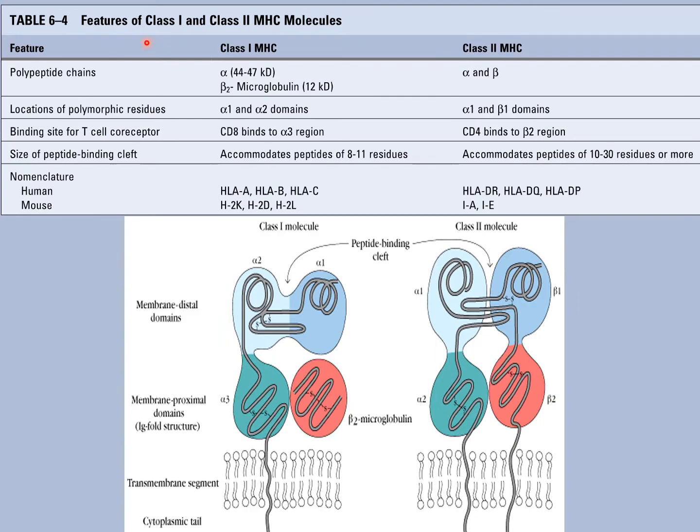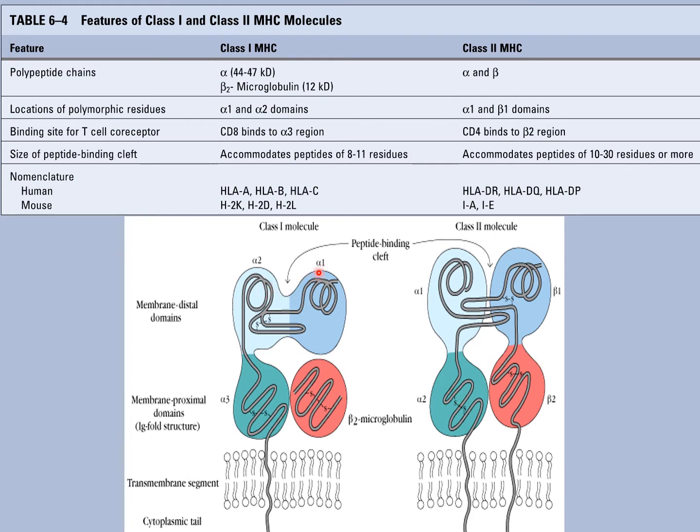Now let us compare the features of class 1 and class 2 MHC molecules. The class 1 MHC molecule is composed of an alpha chain which has three domains, that is alpha 1, alpha 2 and alpha 3, and a beta 2 microglobulin. The alpha chain is quite larger as compared to the beta 2 microglobulin. MHC2 molecule is composed of two chains, alpha and beta, which are almost equal in size. Each chain has two domains, that is alpha 1 and alpha 2, beta 1 and beta 2.